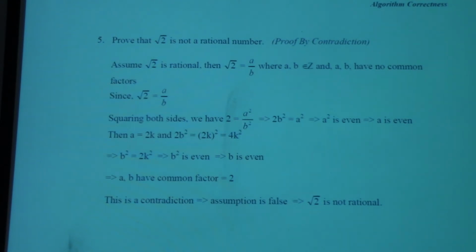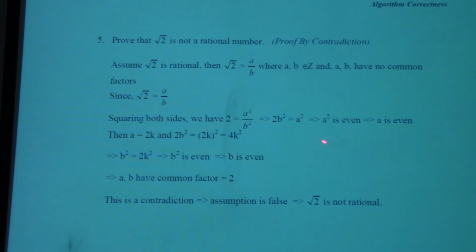Now, you might say, wait a second. How do you know that if a squared is even, then a is even? How do you know that? Well, believe it or not, we actually proved it before without doing it specifically that way, but we did prove it, and I'll show you why. If a squared is even, a is even. What's the contrapositive of that?